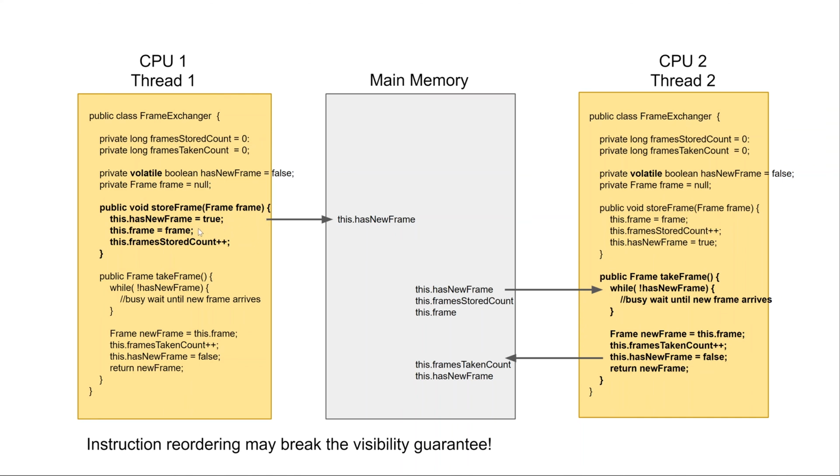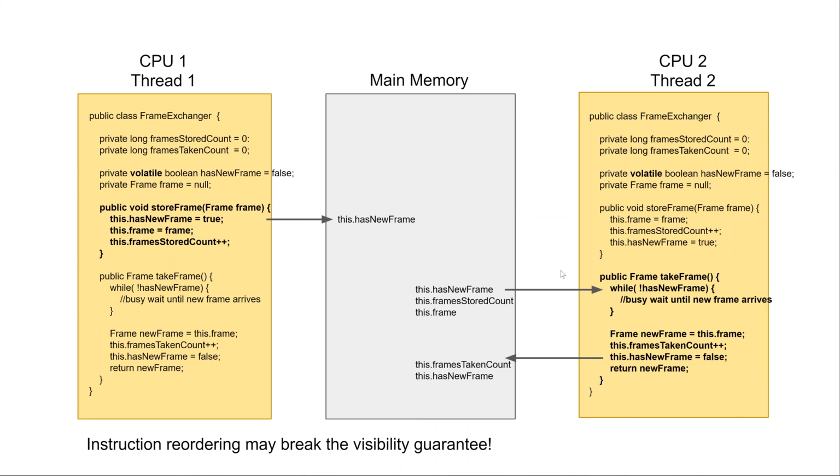And that means that the two subsequent writes to frame and frame stored count are not guaranteed to be written to main memory at this point, because after we have finished writing to the volatile variable, the next time we are guaranteed to have the values of these variables flushed to main memory is the next time we write to has new frame, which will happen the next time store frame is called.